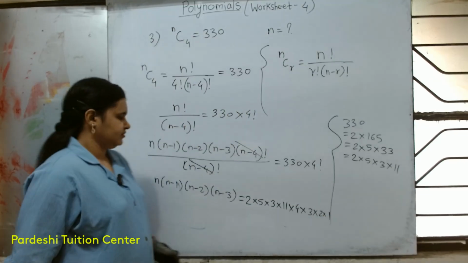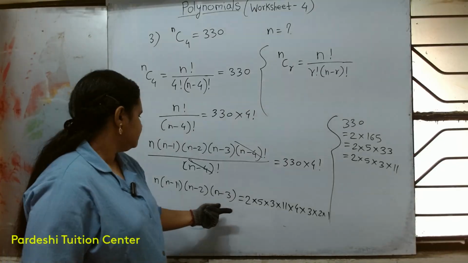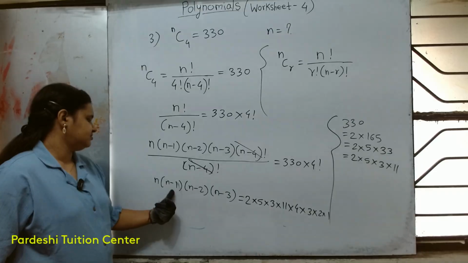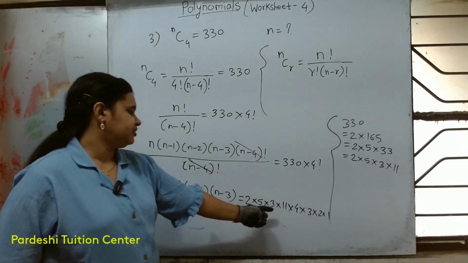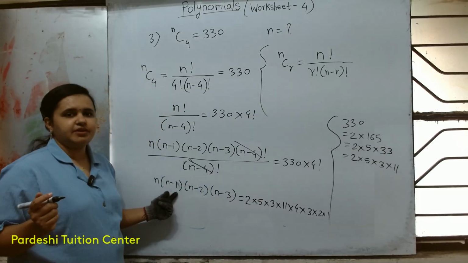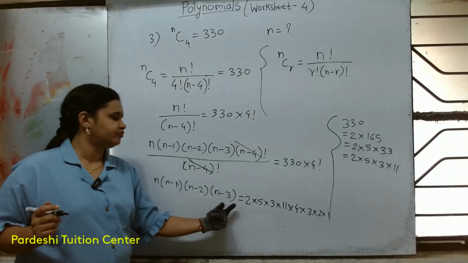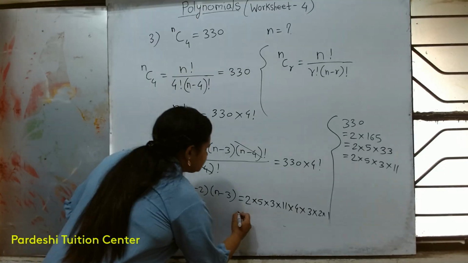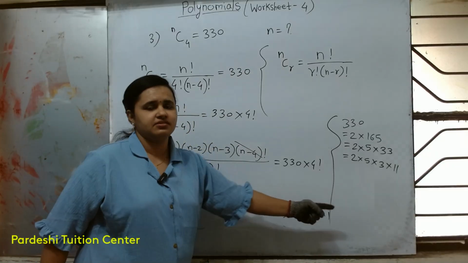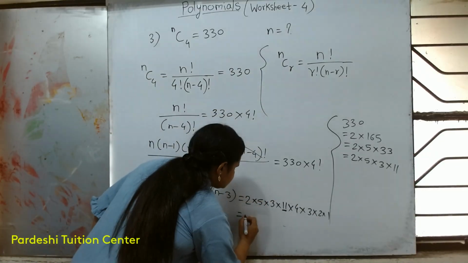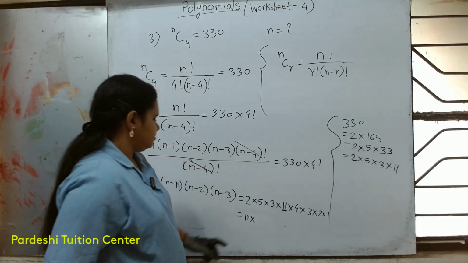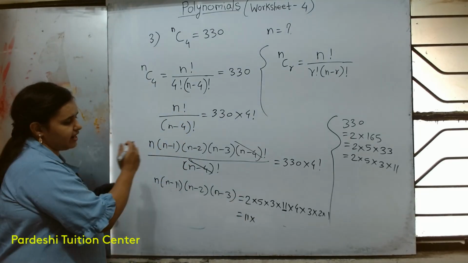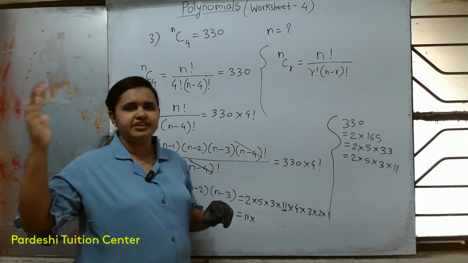Now we have to make parts of this such that one number will be n, the second number will be n minus 1, the third number will be n minus 2, and the fourth number will be n minus 3, because it equals this. So let us see which is the biggest number in this. The biggest number is 11, so here it will be 11. Now smaller than 11, I will write 11 into 10 into 9 into 8.